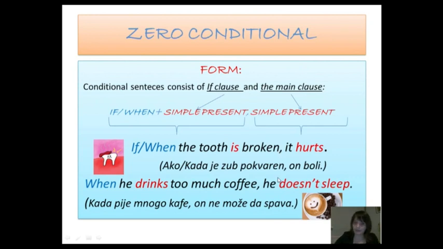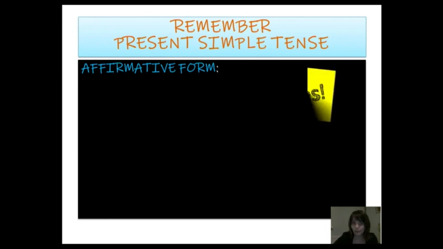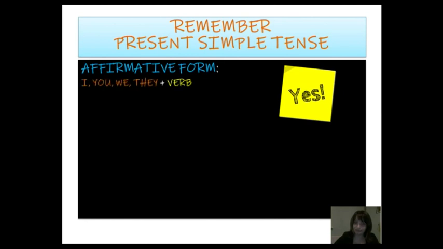These two examples show us that simple present tense is very important for zero conditional. Ova dva primjera nam jasno pokazuju da je simple present tense jako važan za građenje nultog tipa kondicionalnih rečenica. So right now we are going to talk about the forming of the simple present tense. How do we form the affirmative form? Kako gradimo potvrdan oblik? It is very simple.